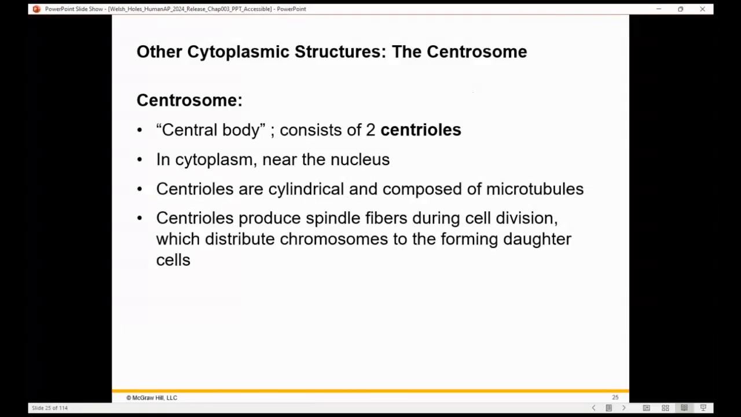Okay, other cytoplasmic structures, the centrosome. The centrosome means central body, and it consists of two centrioles. In the cytoplasm, it's near the nucleus. The centrioles are cylindrical, and they're composed of microtubules. The centrioles produce spindle fibers during cell division, which distribute chromosomes to the forming daughter cells, which we will talk about here in a little bit.